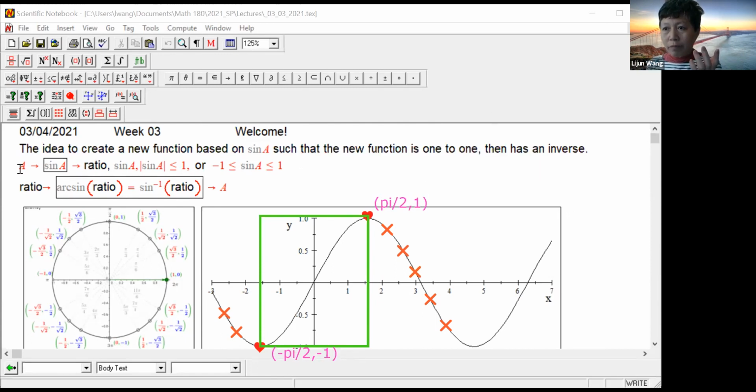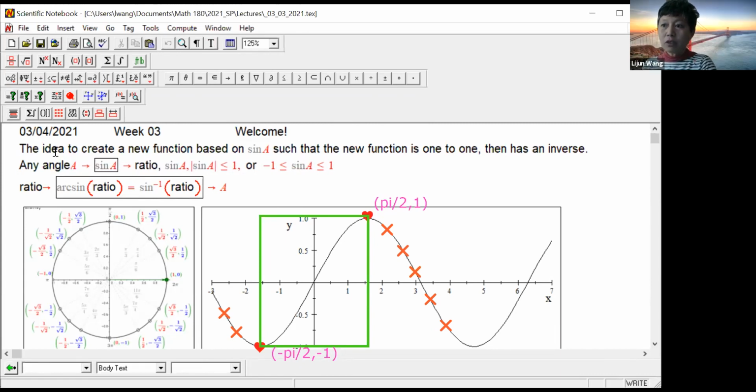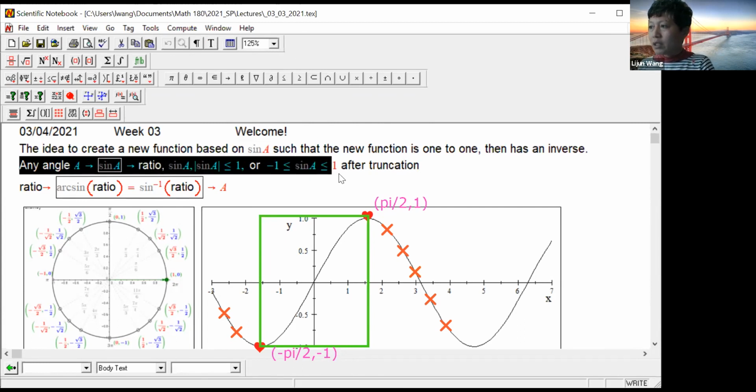The old function, what's the domain for the old function, for the sine function? Any angle, that's right. From negative infinity to positive infinity, you're right. Any angle. But after truncation, we get a new function. And what is being changed?